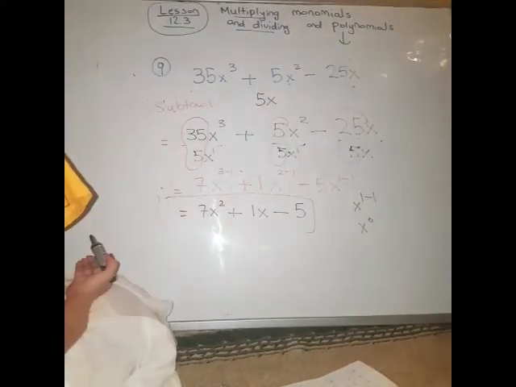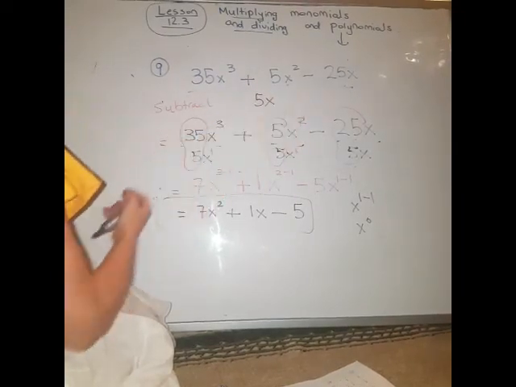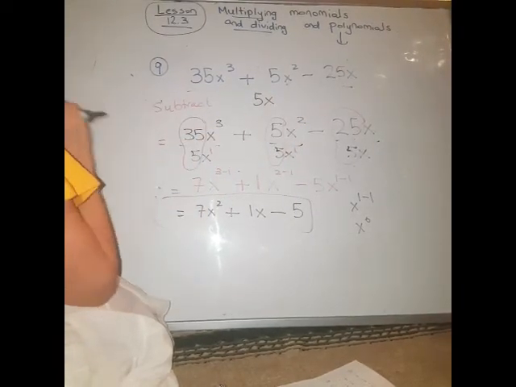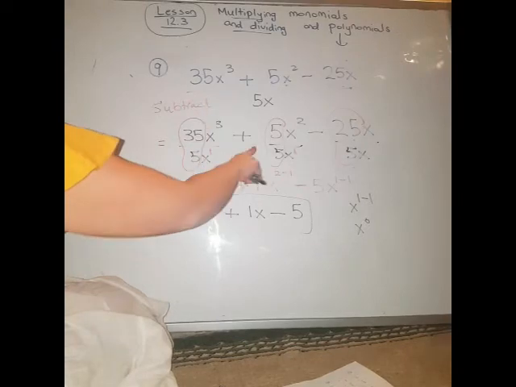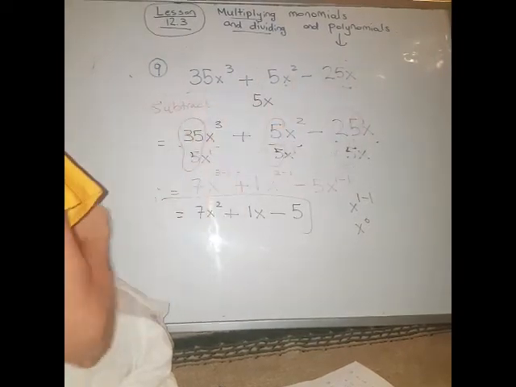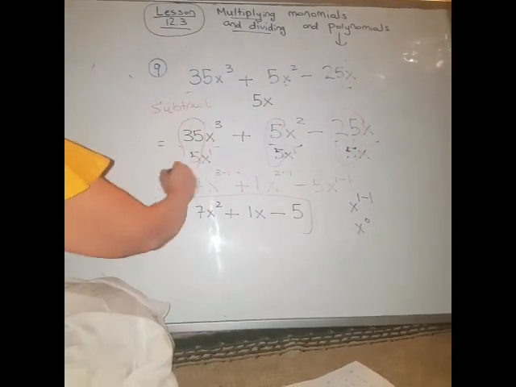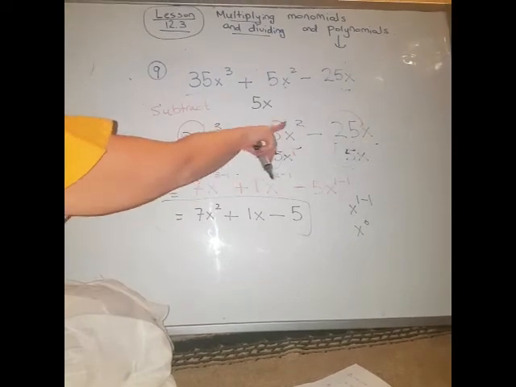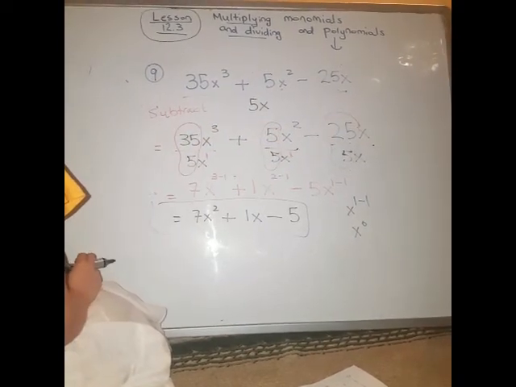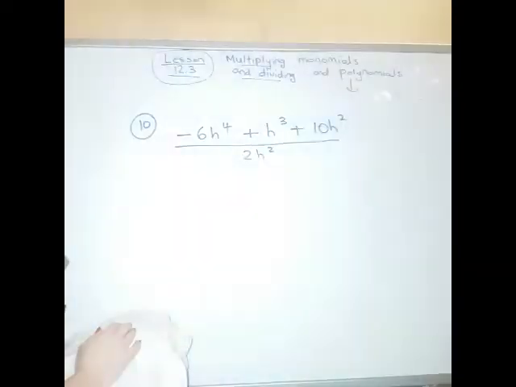The part for division, I split them up. I give every numerator the same denominator, 3, 4, 5 times, and then I start off with the numbers, and then I subtract the exponents of the alike terms.